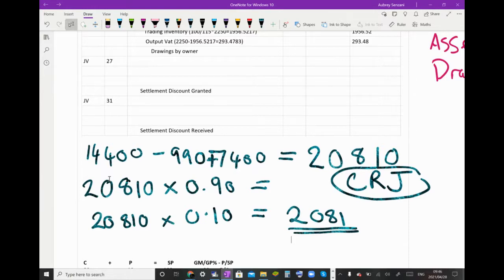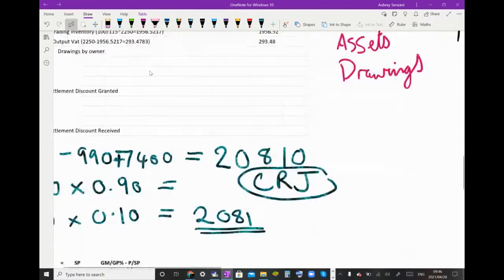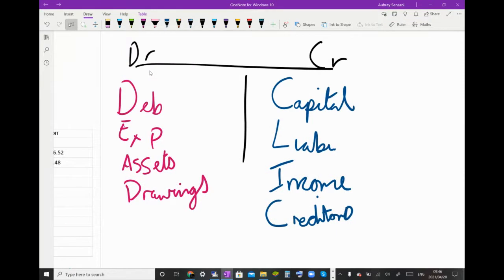Okay. So then we say, okay, debtors control is decreasing, so we're going to credit debtors control. Actually, let me do that one last. Okay, so sales is going down. So I'm going to debit sales. Remember sales is an income. So just so we know, incomes increase on the credit side. So since sales is going down, we're going to debit it.